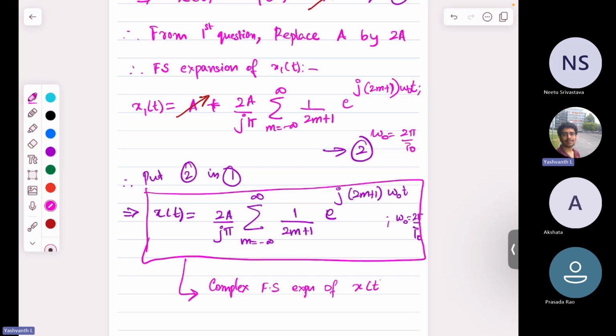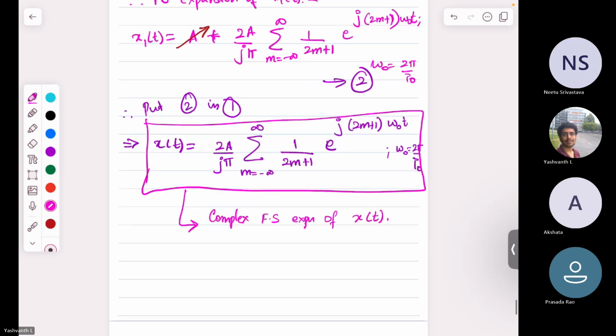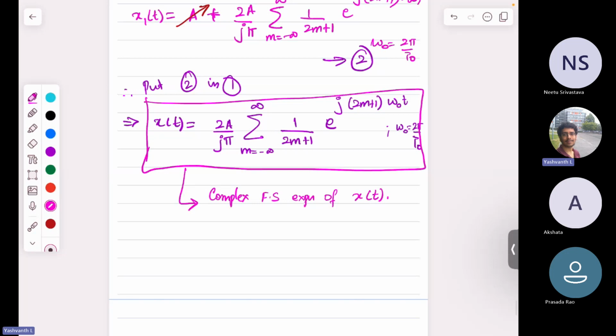Is this clear? I mean, did you understand the way I solved this problem? Can anyone confirm? Yes. So basically, I'm just showing another way to solve a problem by using the result from some other problem. That's all. But now the next question is, what is the trigonometric Fourier series?